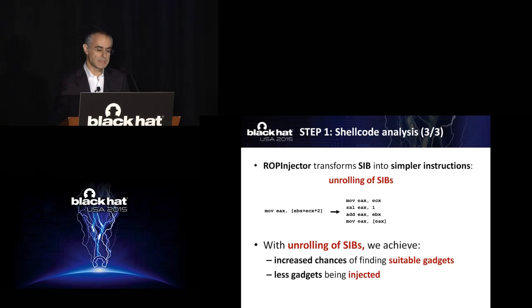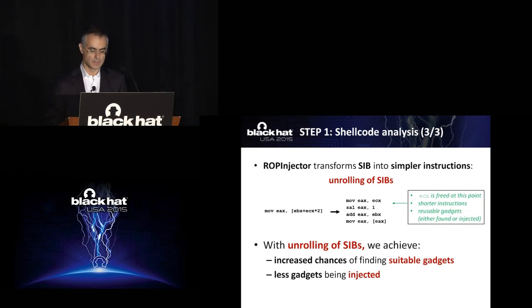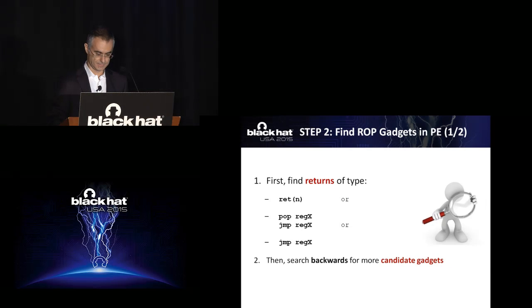We have developed a procedure, a function named unrolling. What does this function do? It replaces the complex instruction we see here with a simple set of instructions that can be handled more easily. So with unrolling, we achieve increased chances of finding suitable gadgets, and we have fewer gadgets to be injected into the portable executable. So we have shorter instructions and reusable gadgets.